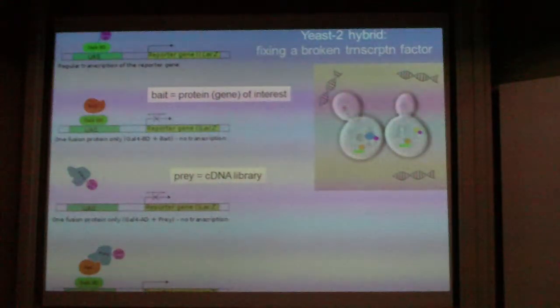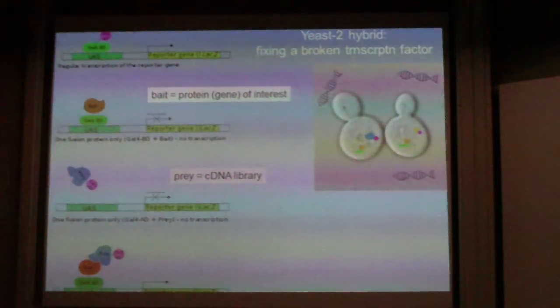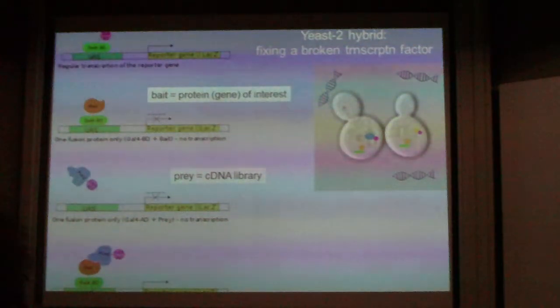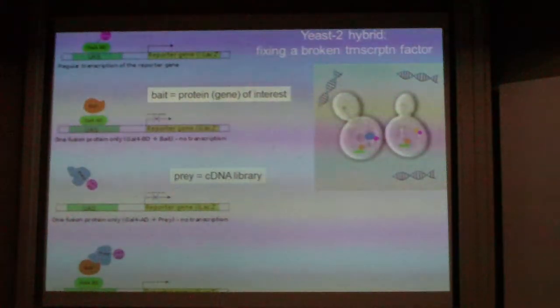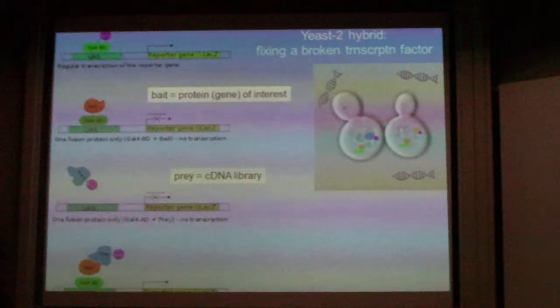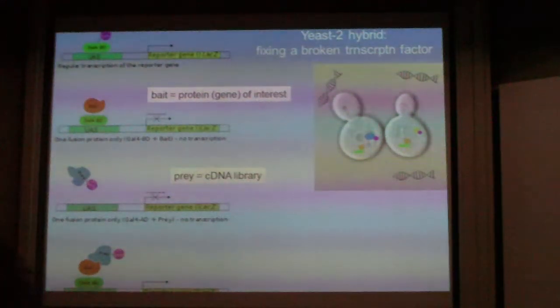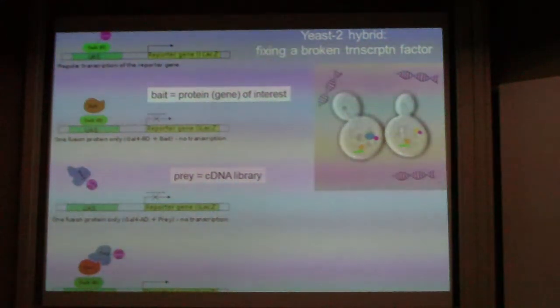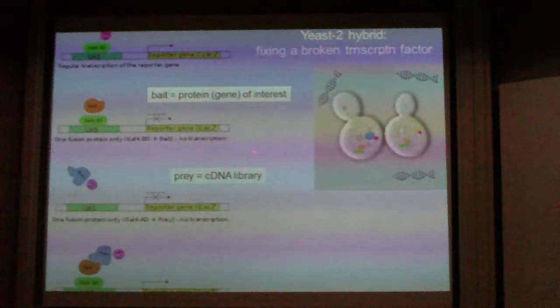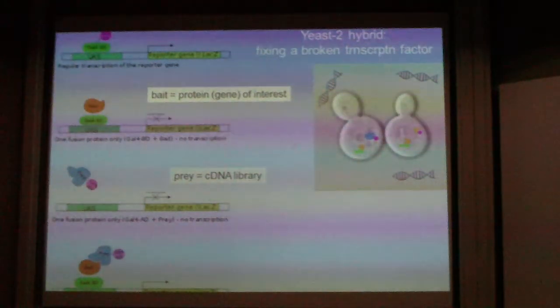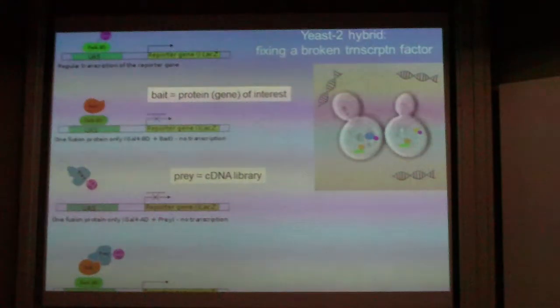You fuse that to a cDNA library in frame. So a cDNA library contains thousands of genes. You've manipulated that, you've stuck part of the DNA sequence to the whole cDNA library, that encodes the back part of this transcription factor. And here's the trick. You express this construct, your favorite protein, in yeast cells, in all yeast cells, yeah?